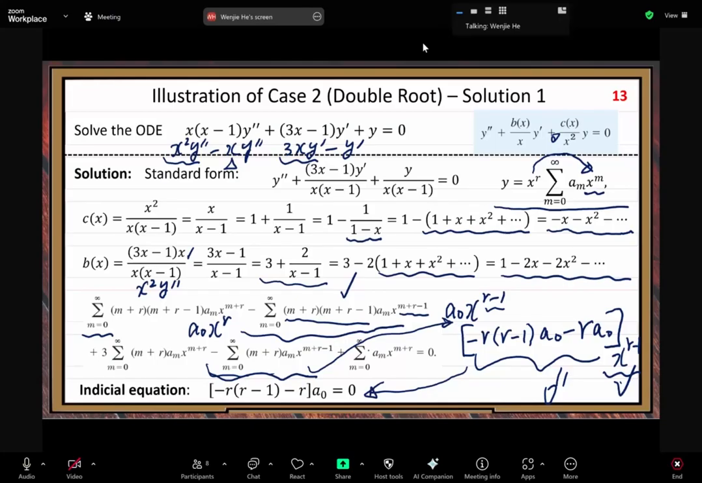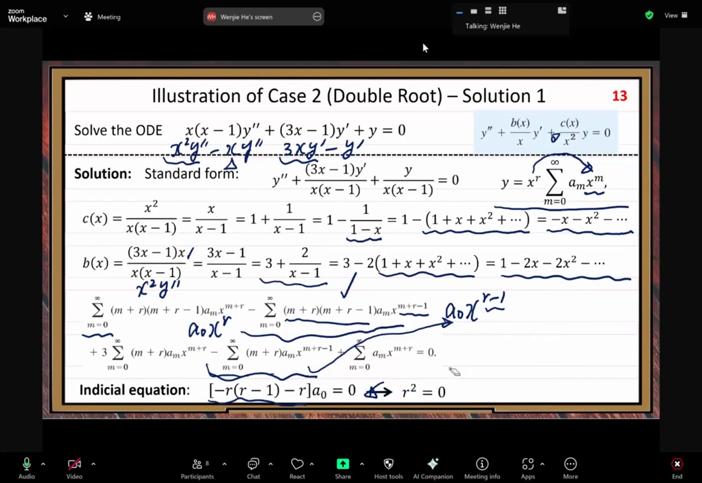Because a0 is an arbitrary parameter, we do not expect a0 to be 0, so we can cancel out a0. Then you need to solve this quadratic equation. After cancellation, what do you get? R squared equal to 0. The quadratic equation becomes r squared equal to 0, so 0 is a double root of r.